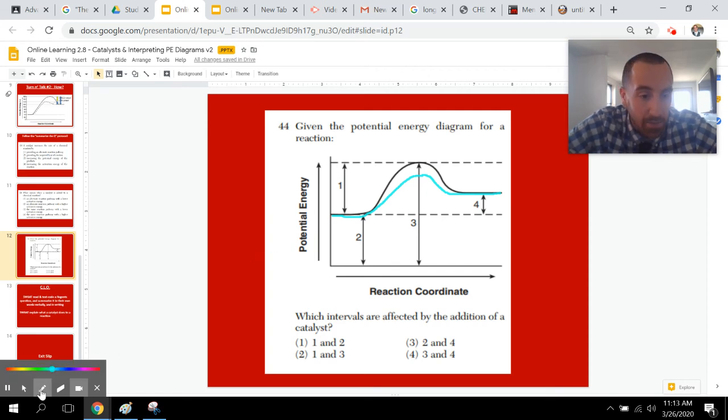Let me switch colors here. Arrow 2 would be the same no matter what because you're starting and ending at the same place. This is the potential energy of the reactants. So number 2 is not changing.